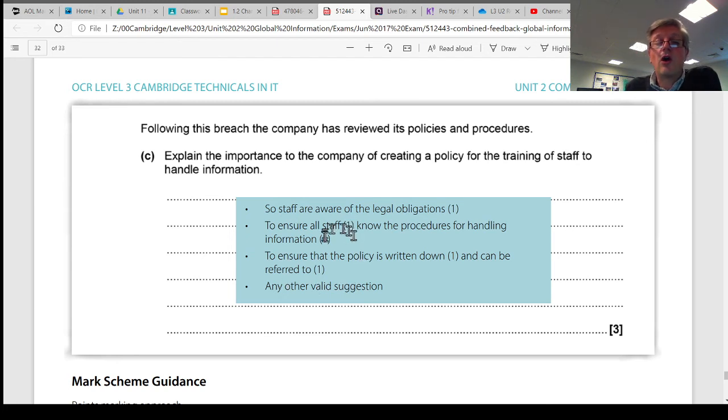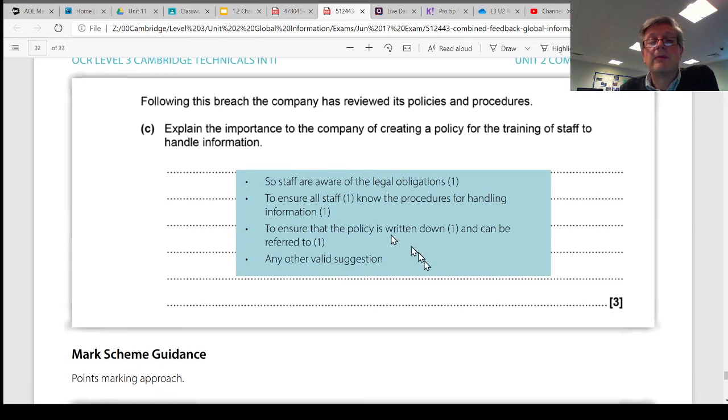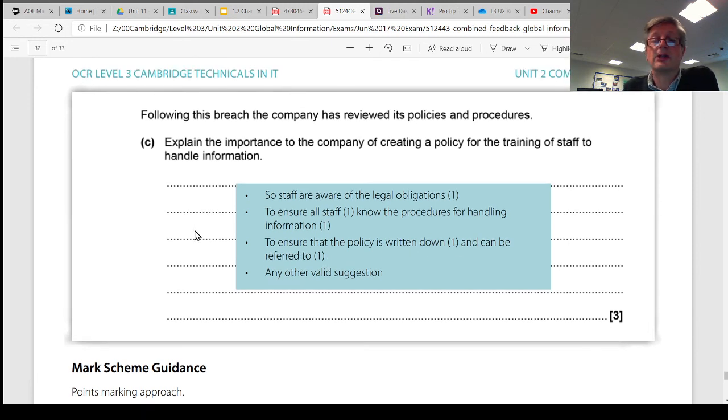Secondly, to make sure that all the staff know the procedures and the policies that are in place for handling this information. To ensure that the policy is written down somewhere. Why? Well, so we can refer to it. So if there's a problem, we can point people to the policy and we can clearly say to them, look, this section deals with this. Please make yourself aware of it. And you've got no excuse then if there's an issue later on. You were clearly told what the situation was, what you could and couldn't do.